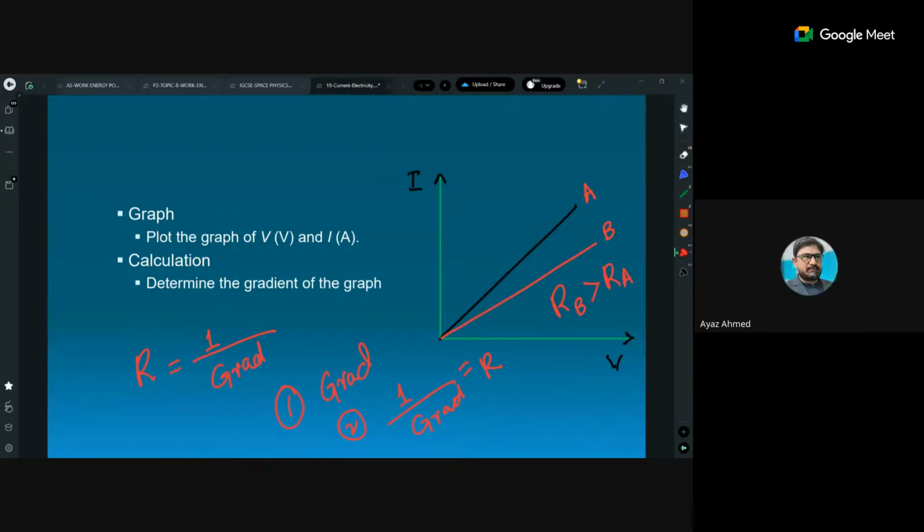A. Less the steepness, more will be the resistance. Because inverse of gradient या inverse of steepness is resistance ना. तो अगर आपकी gradient ज़्यादा होगी तो resistance कम हो जाएगी. So A का gradient ज़्यादा है, resistance इसलिए कम है.